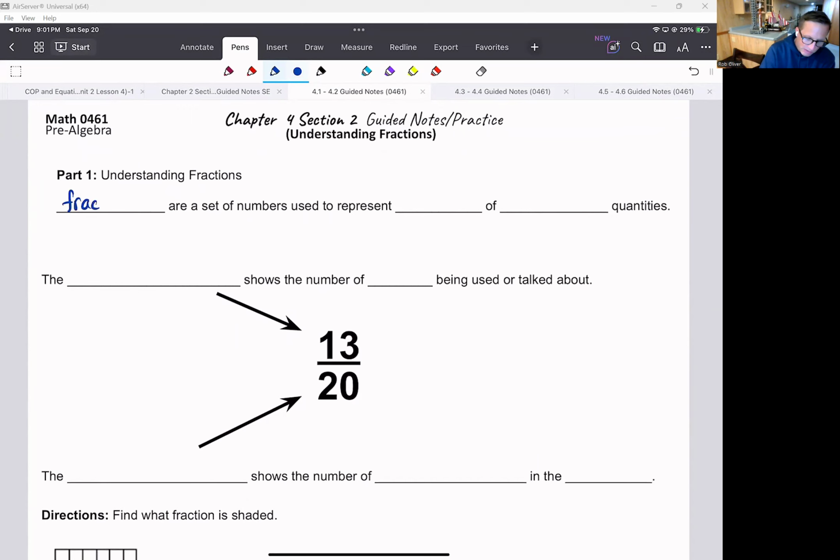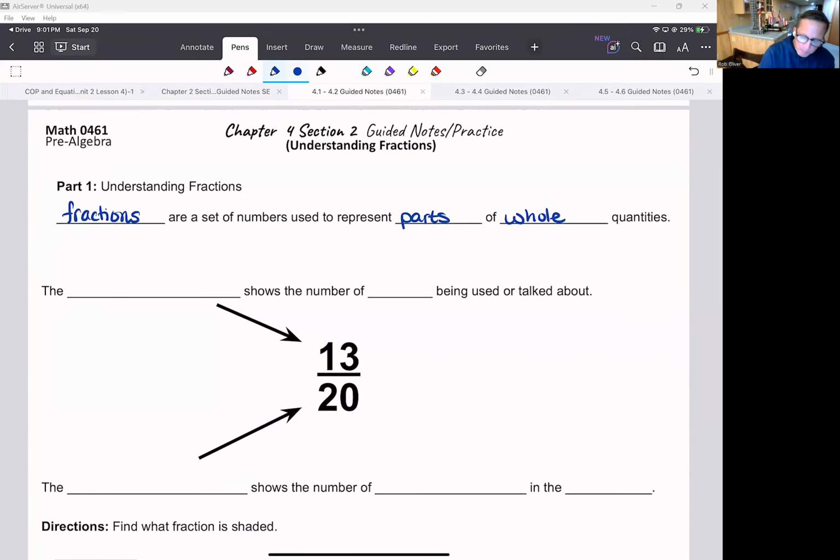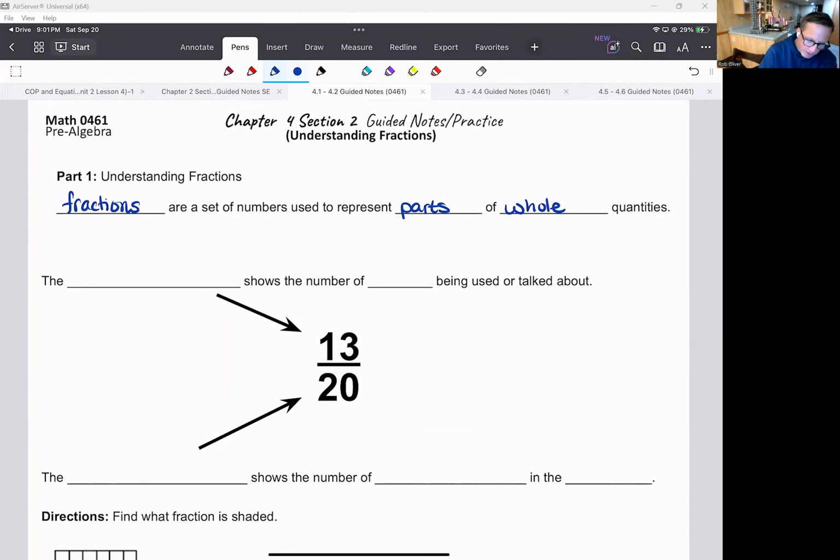So fractions, all right, are sets of numbers that represent parts of whole quantities, right? Parts of a whole. All right, let's talk about the parts of a fraction. So the top part of a fraction, you're probably familiar with this.